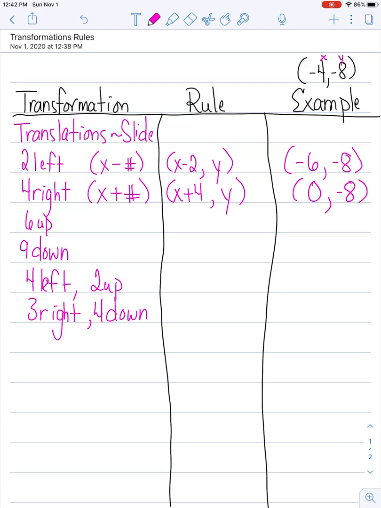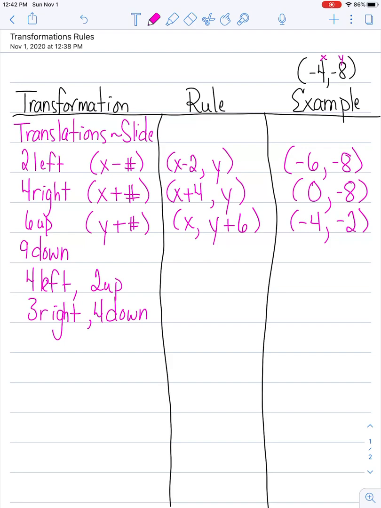So let's look at 6 up. Up and down is on the y-axis, and up is positive. So I'm going to say y plus some number. I didn't go left or right any, so I'll leave the x alone. See, that's a little bit different than before. And 6 up is y plus 6. So let's do that to our point. The rule says leave the first number alone and add 6 to the second number, or the y. So -8 plus 6 is -2. And remember, you can just type that straight in your calculator. You would type -8 plus 6, and that gives you -2.